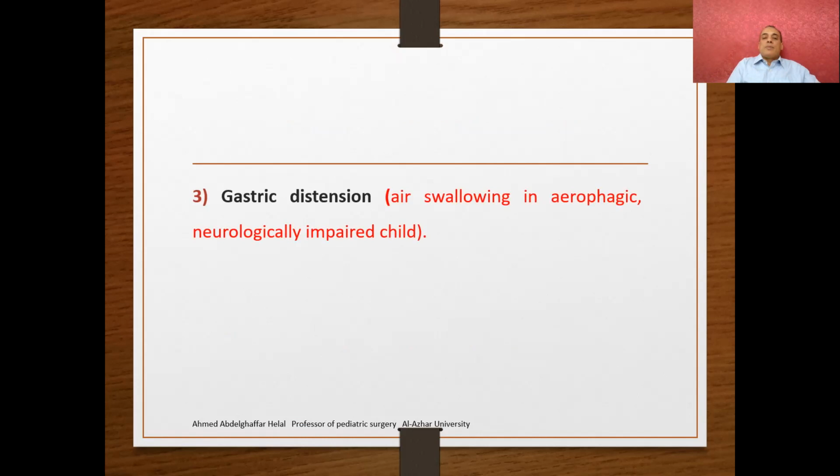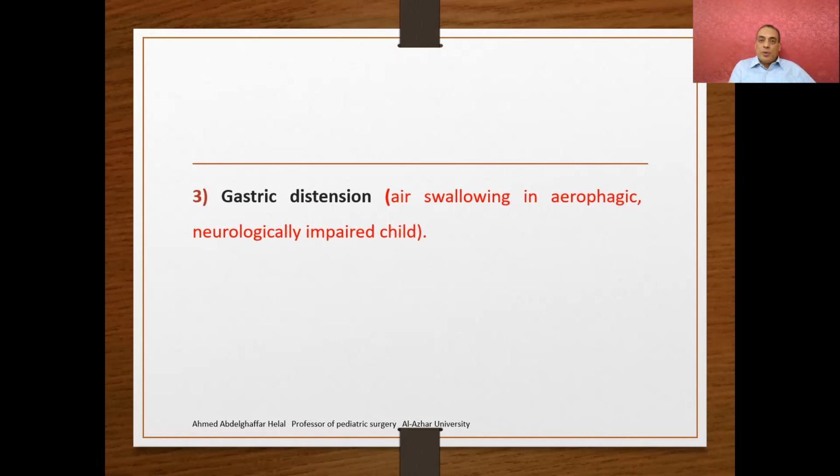The third cause may be gastric distension. Gastric distension may cause rotation of the stomach and may predispose to volvulus. This is a very common and well-known condition in what is called air swallowing, aerophagia, in the neurologically impaired child. This type of child, neurologically impaired, can swallow a large amount of air.